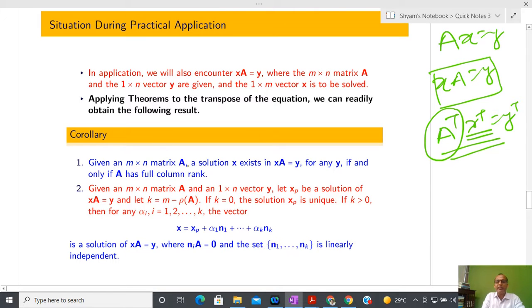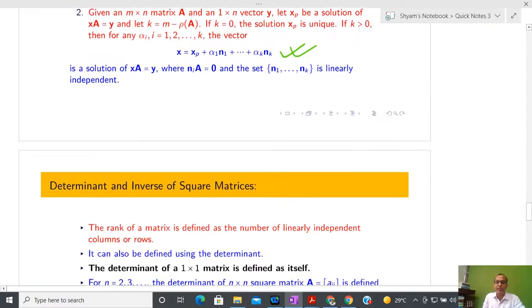So I have an m cross n matrix A. A solution exists if and only if I have full column rank. In that way I can specify it, and in a similar way I can write it like this. So again I can talk about this solution. Anyone has confusion? That is obvious by taking the transpose on both sides.